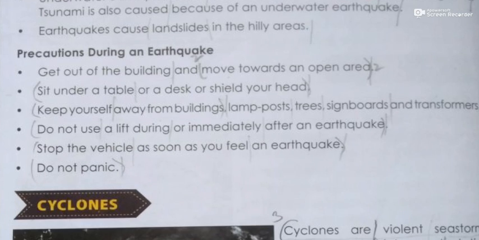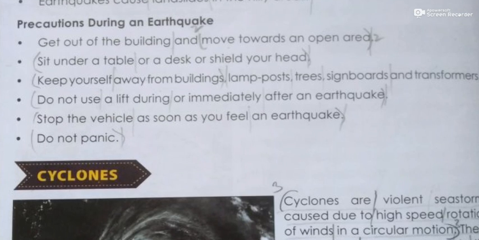Okay, so what are the precautions we can take during earthquakes? Immediately, once the earthquake happens, get out of the building and move towards the open area, so that nothing falls on us. If you happen to be inside a room, go under a table or desk so that you can protect your head.